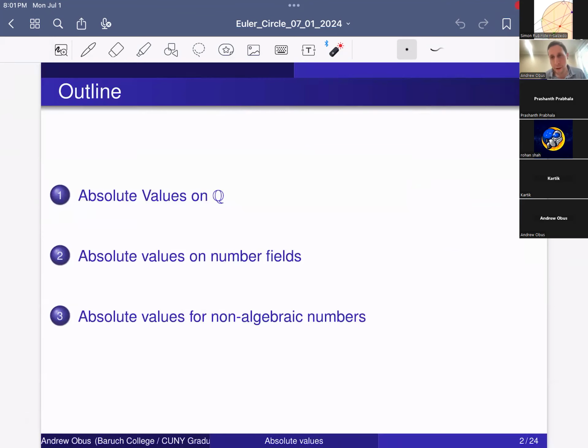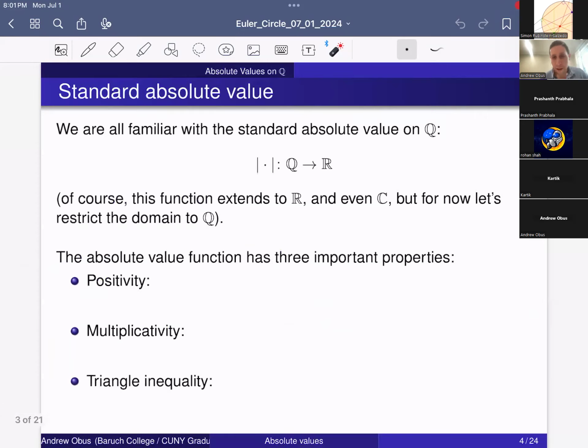There's going to be kind of three parts for the talk. We're going to talk about absolute values on the rational numbers, some of which are maybe familiar, some of which are maybe not. Then we'll talk about absolute values on what are called number fields, which I'll define. And then the third thing is absolute values for non-algebraic numbers. And this is where things get kind of mysterious. I'm not going to be able to talk about things in extreme detail here. It's going to be a very high level summary. Okay, but let's at least start from what we all know.